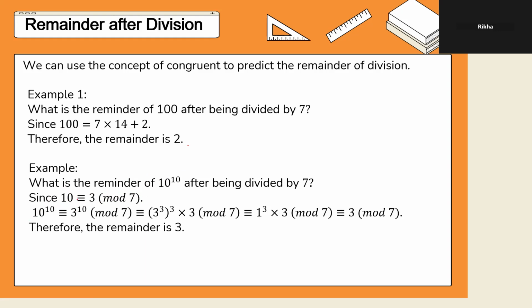10 to the power of 10 is also going to be congruent to 3 to the power of 10. So we can make the number smaller, using this congruence that we know. So 10 to the power of 10 is congruent to 3 to the power of 10 modulo 7. And we can express 3 raised to 10 as 3 raised to 3 times 3 plus 1.